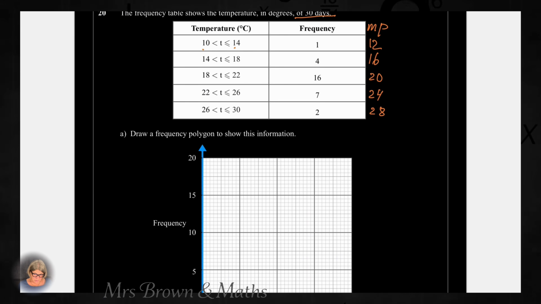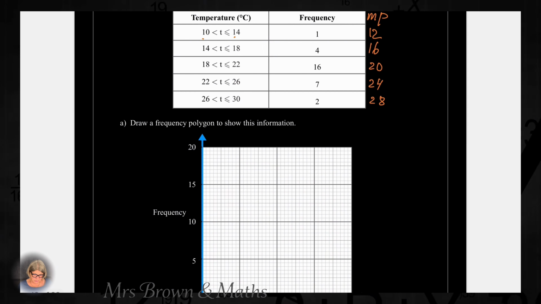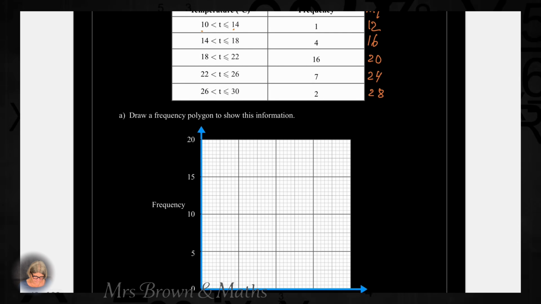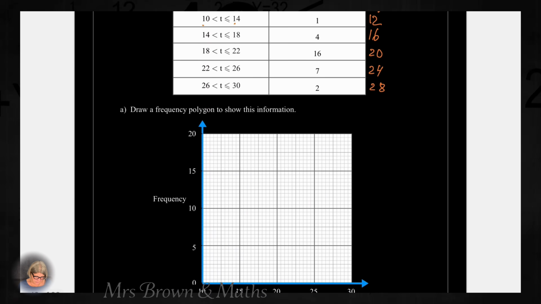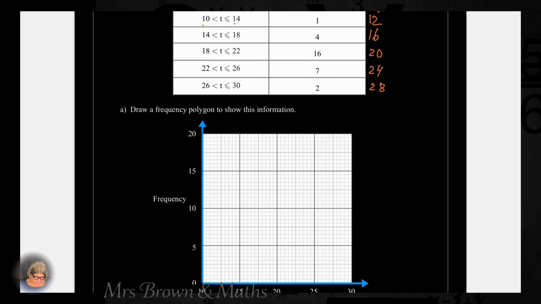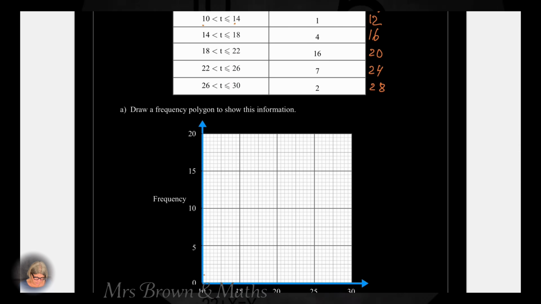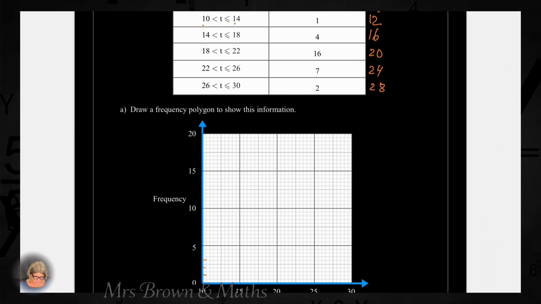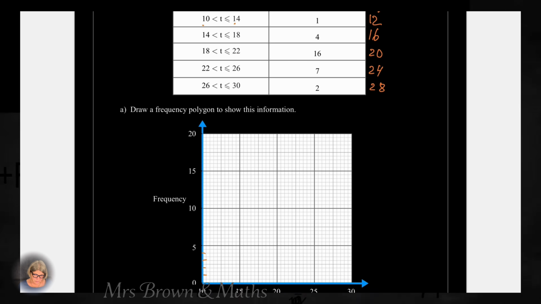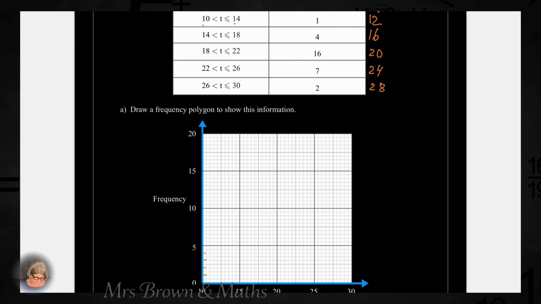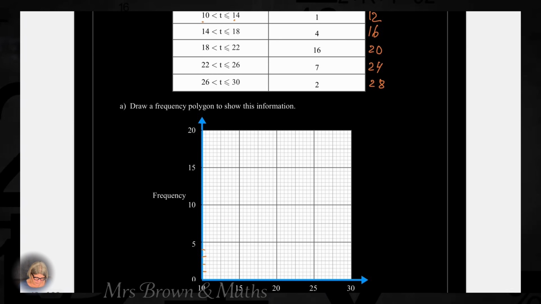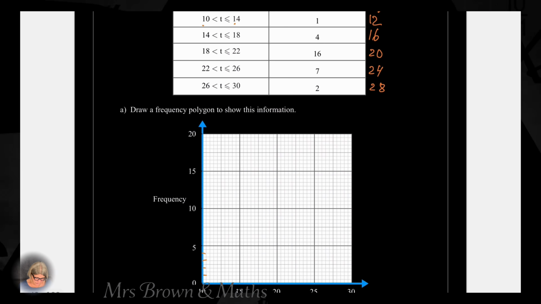Right, so 12 degrees, let's go to the coordinates, 12 degrees, 1 day. So 10 squares for 5 days, so it means for 1 day it is 2 little squares. Right, so 12 degrees. And here as well, for 1 degree, 2 little squares.